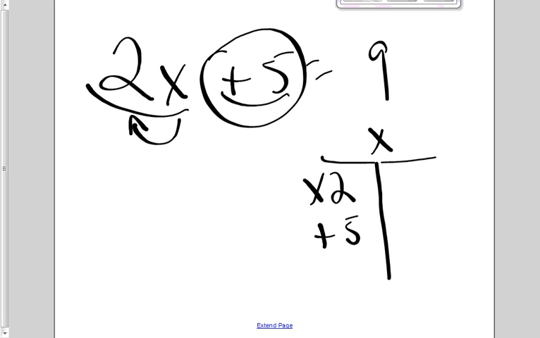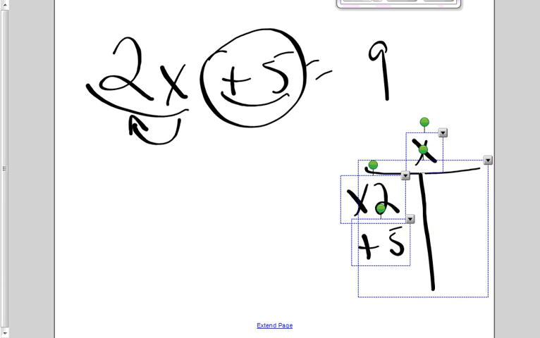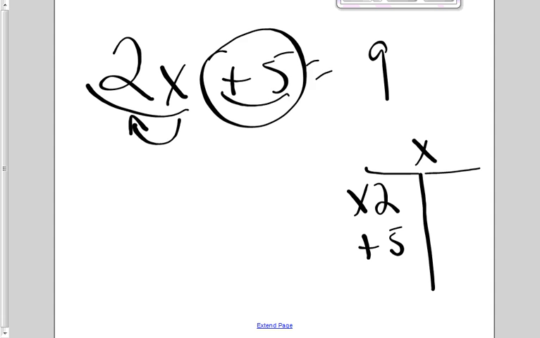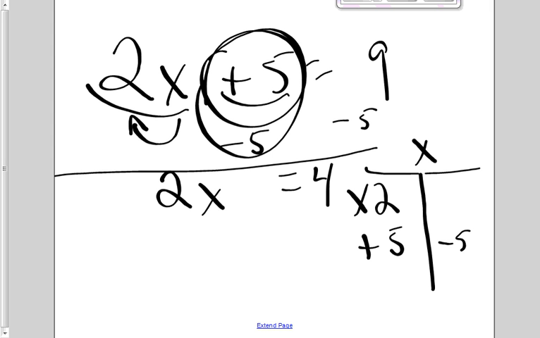So instead of adding 5 to both sides, we are going to subtract 5 from both sides. Because recall that the rule of algebra is whatever you do to one side, you do to the other. So 9 combined with negative 5 gives me 4. And this will give me 2x because this gives me a zero pair and will cancel.